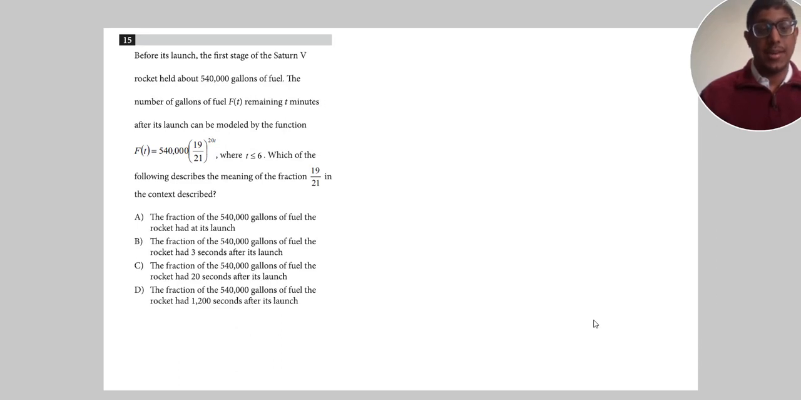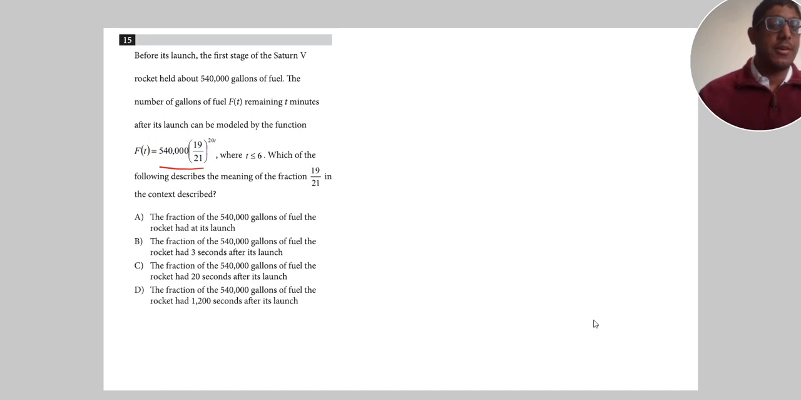So this is a tricky problem from the March 2018 school day test. We see that we're being tested on an exponential growth here. We know that f of t equals 540,000 times, and this is the interesting part, 19 divided by 21 raised to the 20 over t.